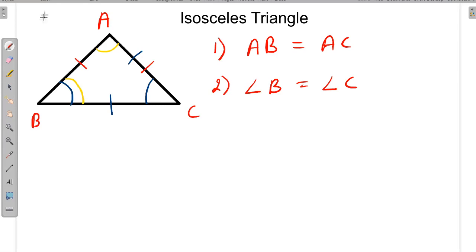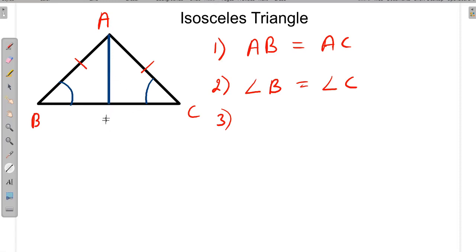Now the third property is, in this triangle, if a line is drawn from the vertex A, the vertex joining both the equal sides, okay, so from this vertex, if I draw a perpendicular line, this perpendicular line acts as a median as well as an altitude.